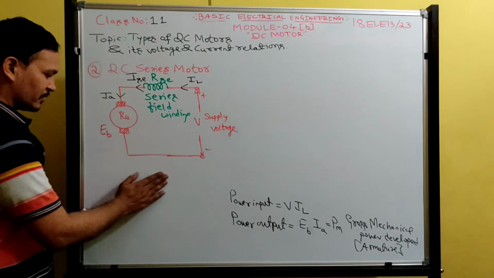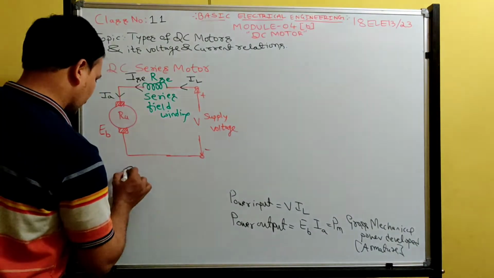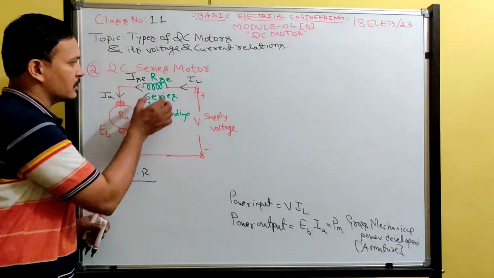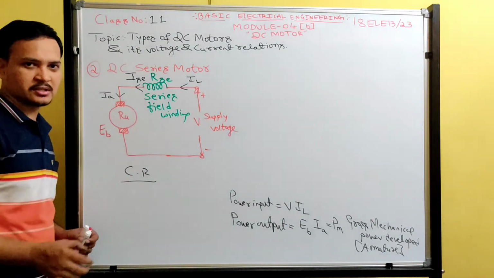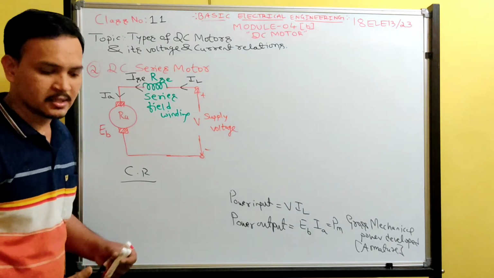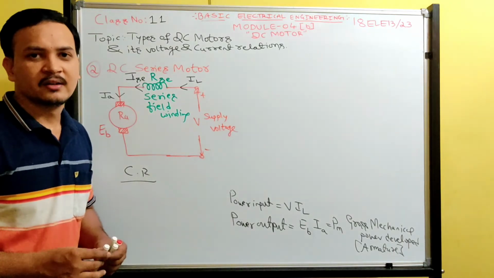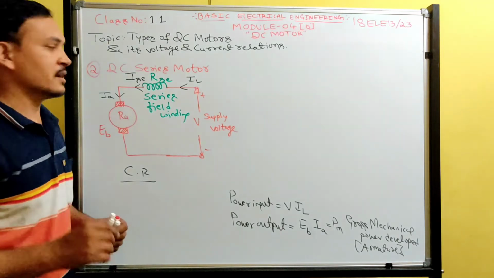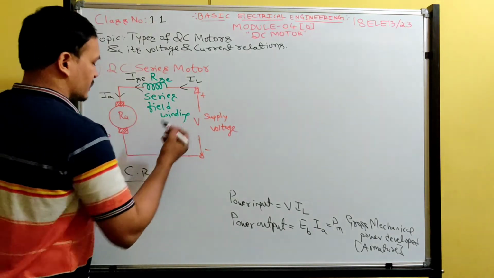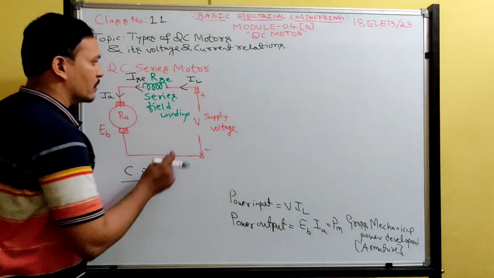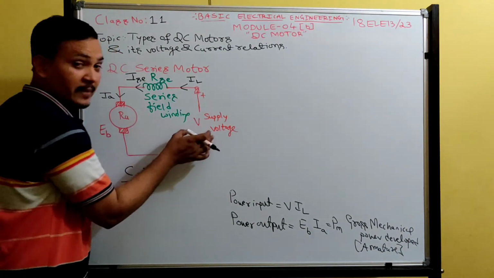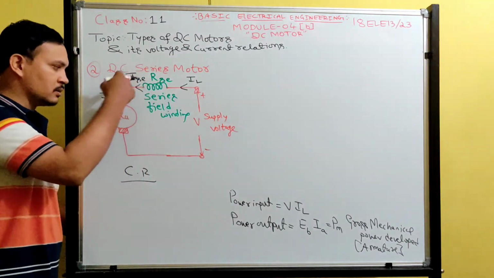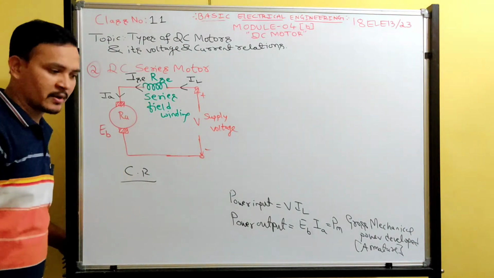Now you can tell the current relation. What can I write as the current relation? Series field winding and armature resistance, how are they connected? Series. In series, what is the concept? Current is same or voltage is same? Very good, current is same. So in series, current is same. Therefore whatever current comes from the mains or supply, the same current flows through the series field winding and also the same current flows through the armature winding.